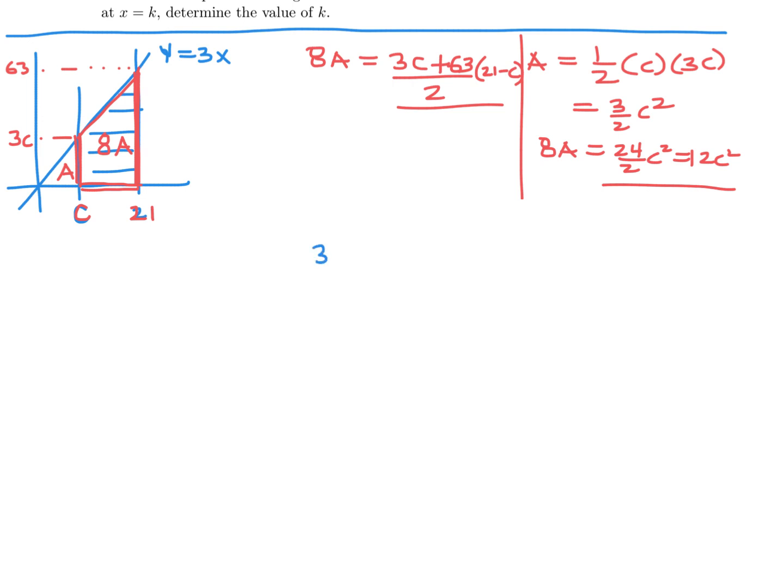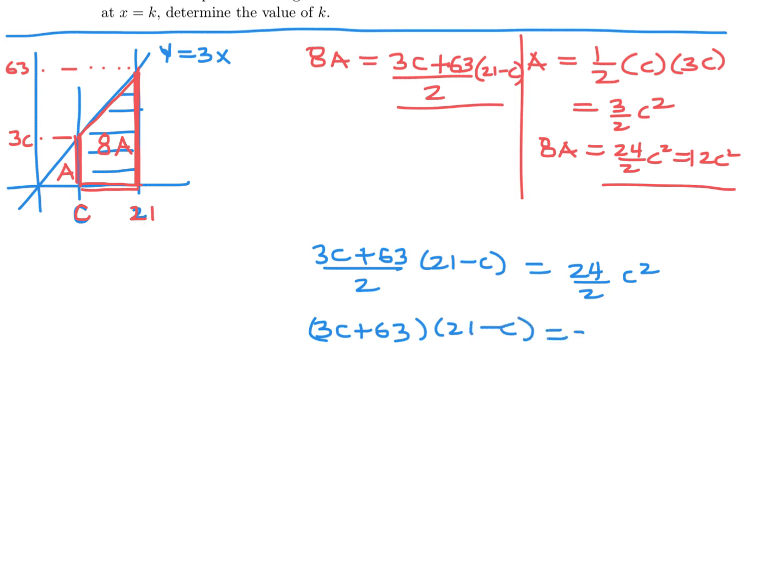So we got (3c plus 63) all over 2 times (21 minus c). And over here, we got 24 over 2 c squared, right? Okay, so get rid of the halves, and then that's just going to be (3c plus 63) times (21 minus c), and this will just be 24c squared. And let's do this algebra here.